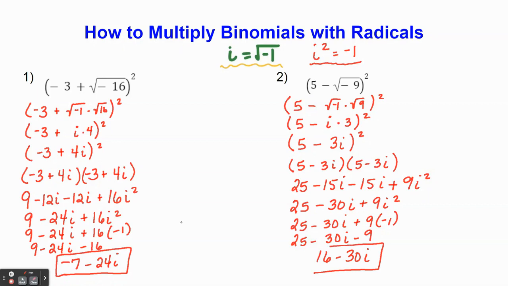And there we go. I hope you can see the similarities between the two problems. I basically use the same process, and I like to do 2 examples so you can see that it is a process. It's not unique to that specific type of problem.